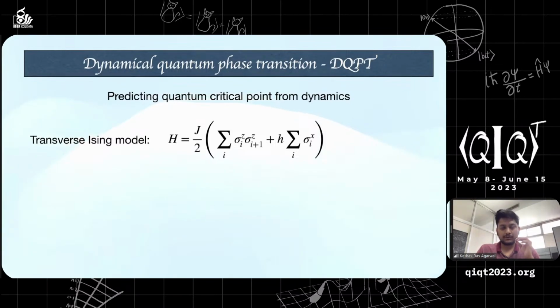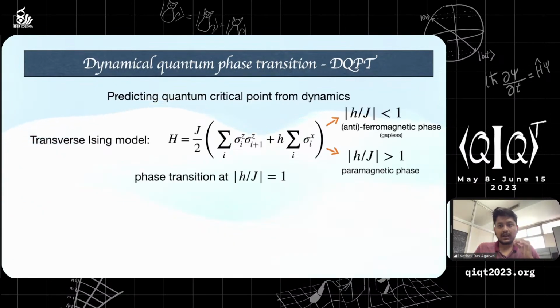First, let me introduce the dynamical parameter we look into. So let's consider a transverse Ising field, which people have studied very efficiently. And this has two phases. One is an antiferromagnetic phase, the other is a paramagnetic phase. So there's a phase transition at relative magnetic field being unity. And this is called the critical line.